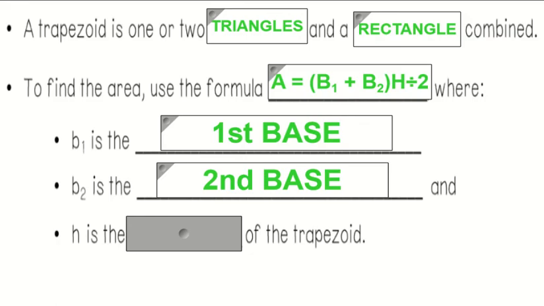So every trapezoid has 2 bases. That's what's in parentheses for the formula. What do parentheses mean for math? You do it first. So the adding has to get done first. Okay?